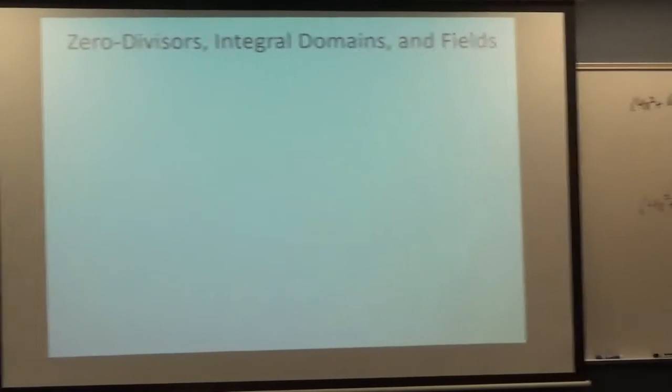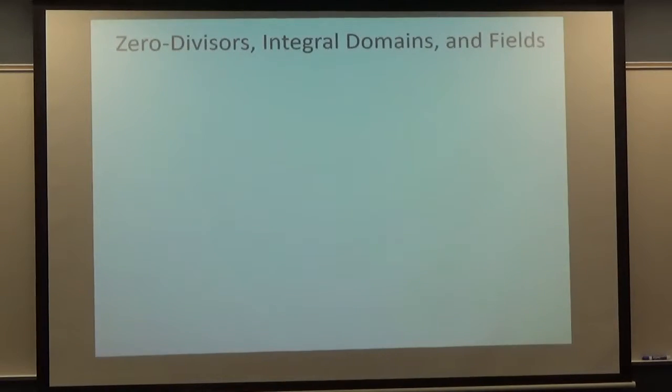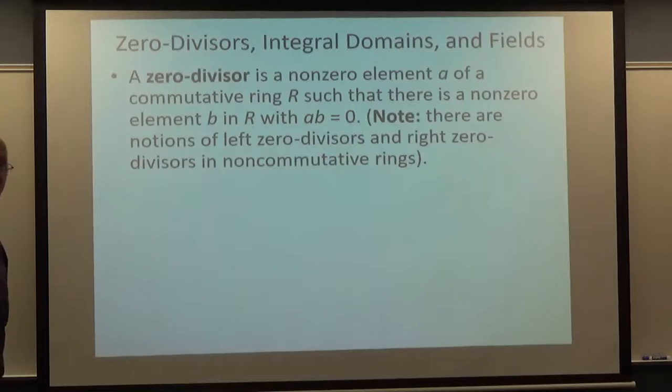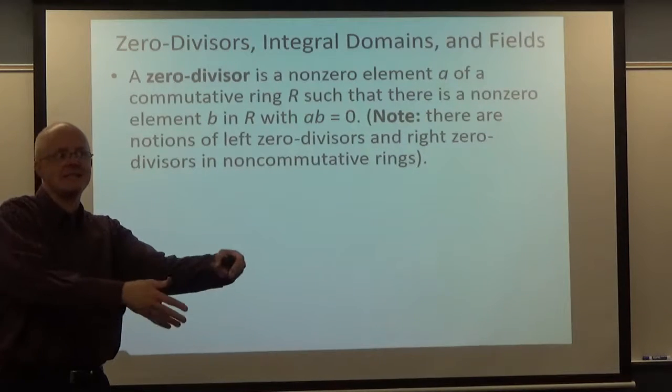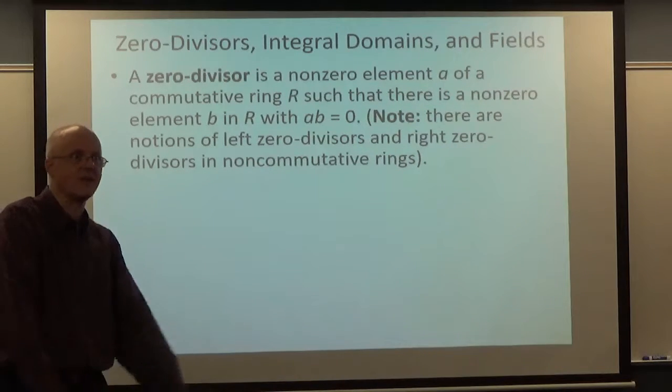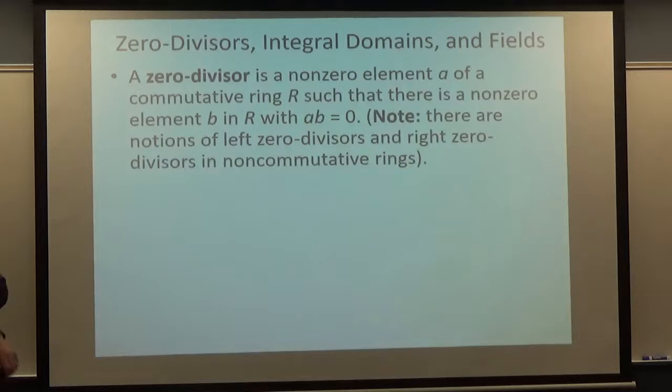All right, to wrap things up, I'm going to introduce chapter 13. Zero-divisors, integral domains, and fields. A zero-divisor, we've already seen zero-divisors. 3 times 2 was 0 in Z6. 3 and 2 are non-zero. They multiply together to give you 0, the additive identity. In general, a zero-divisor is a non-zero element A of a commutative ring such that there is a non-zero element B so that A times B is 0. And that would also mean B is a zero-divisor too.